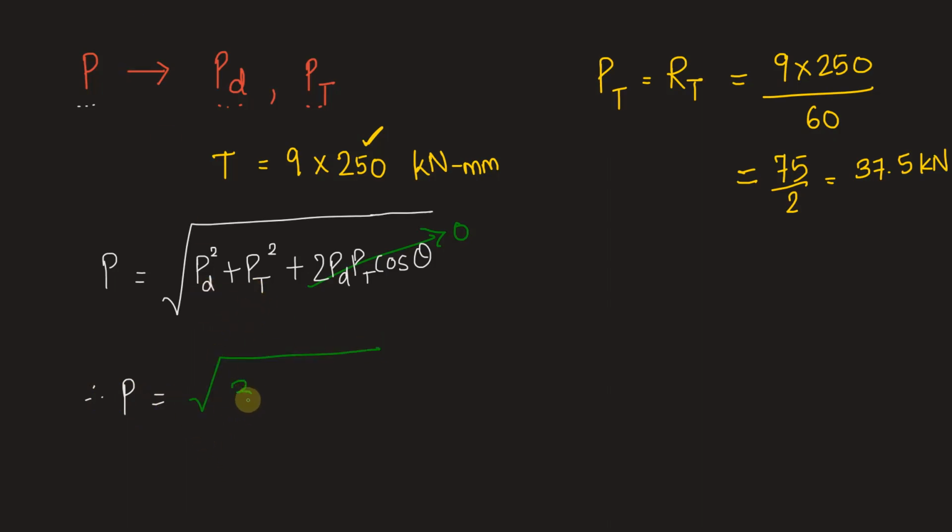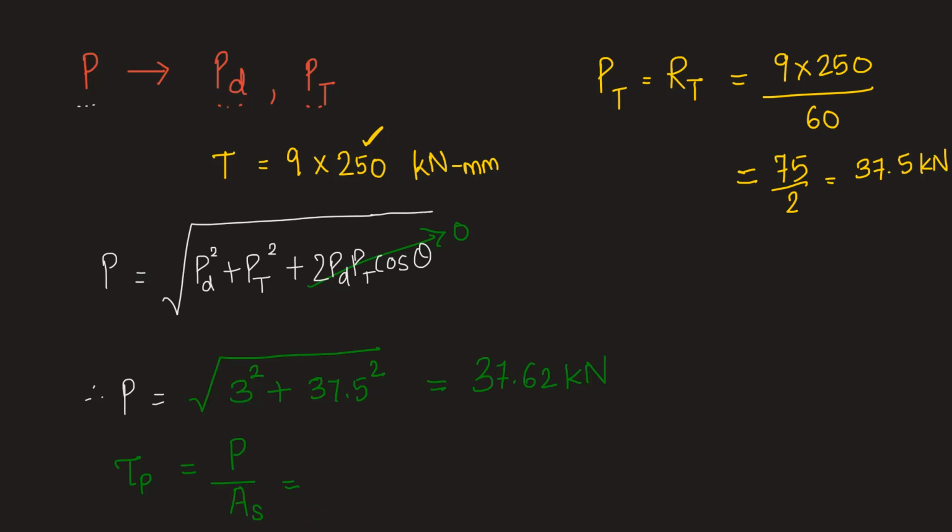So therefore P is equal to, let's just put in the values that we have found. For PD it is 3 kilonewton and for PT it is 37.5 kilonewton. So root of 3 square plus 37.5 square, which is nothing but 37.62 kilonewton. So this is the resultant shear force on the bolt P. We have to find the shear stress on bolt P. Let that be tau P. Shear stress is nothing but the resisting force P divided by the area that is resisting the shear, or shear area, of the bolt.